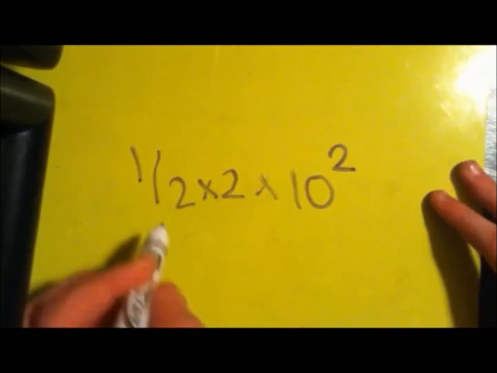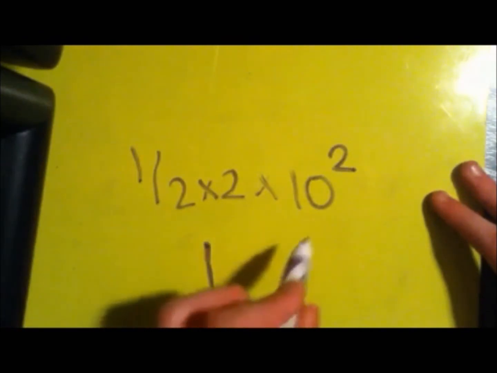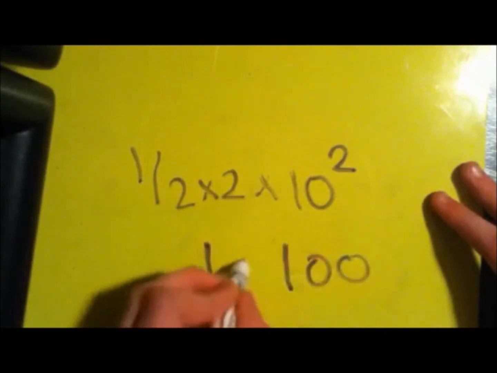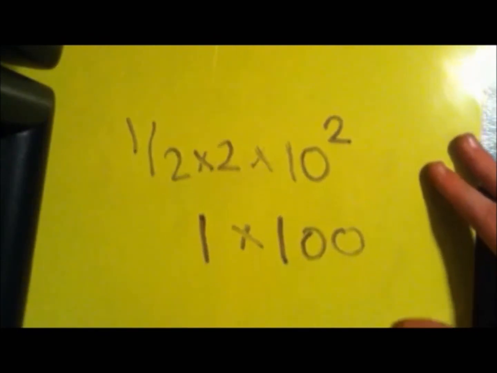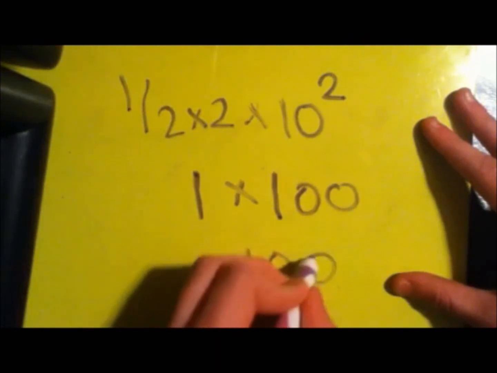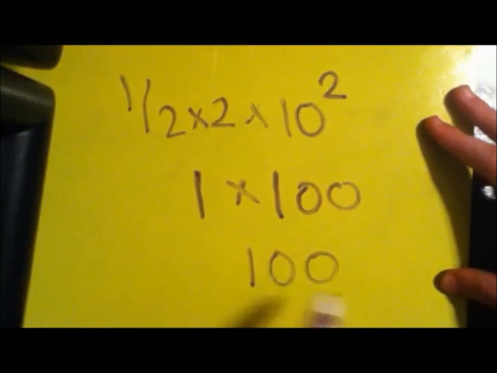And then 1/2 times 2, that's 1, multiplied by 10 squared. 10 squared is 100. So 1 times 100 is equal to 100. And so that object has 100 joules of kinetic energy.